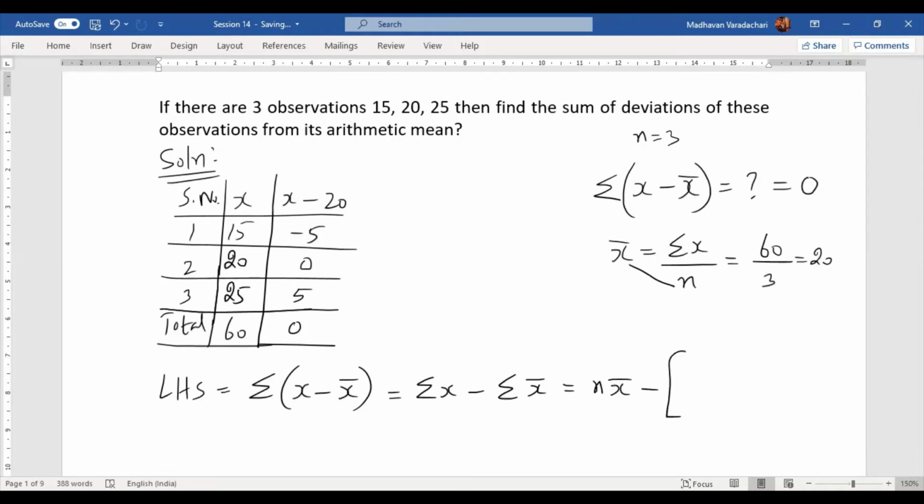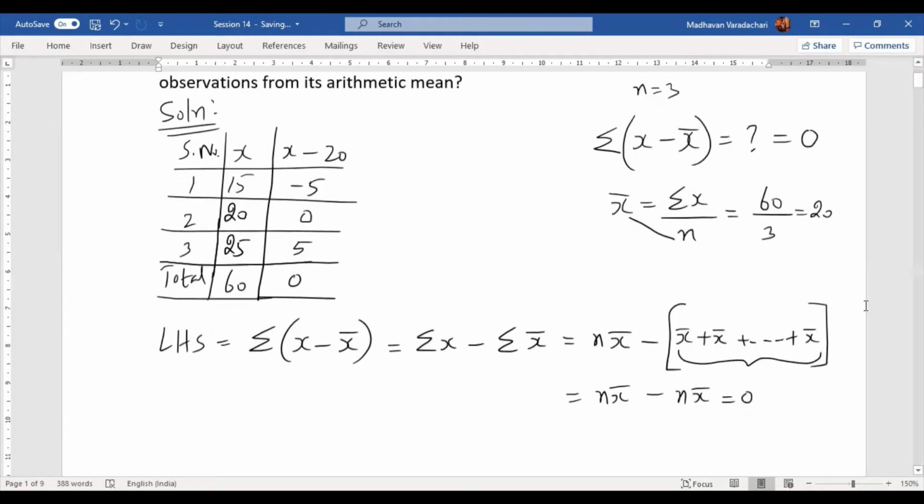Now what do I mean by the second term? It is summation x bar. It means x bar plus x bar and so on. Means you are adding x bar like that. How many are there? There will be n x bar. That means this is n x bar. The first term will also be n times x bar. So the result is 0.